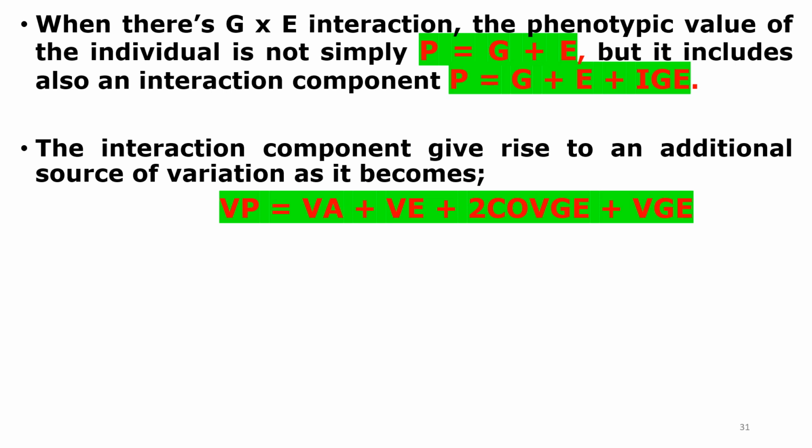The interaction component will give rise to an additional source of variation, and so the phenotypic variation will be due to variation due to the genotype represented by the additive genetic variance, plus variance due to environment, plus variance due to the covariance between the genotype and the environment, as well as variance due to genotype and environment interaction.